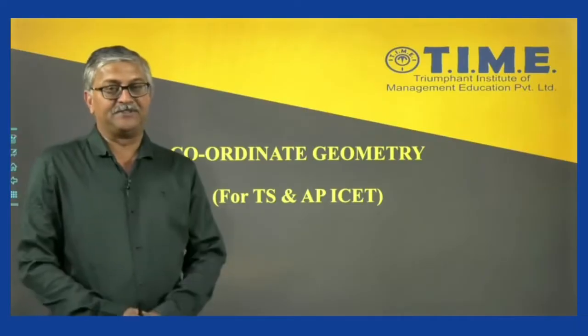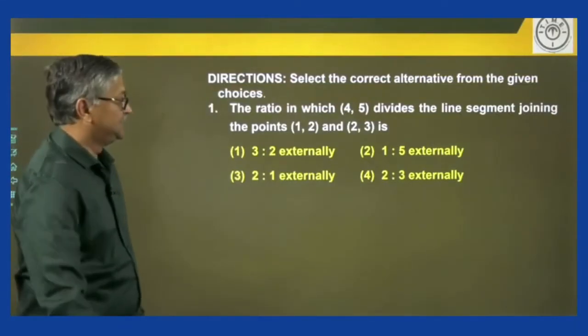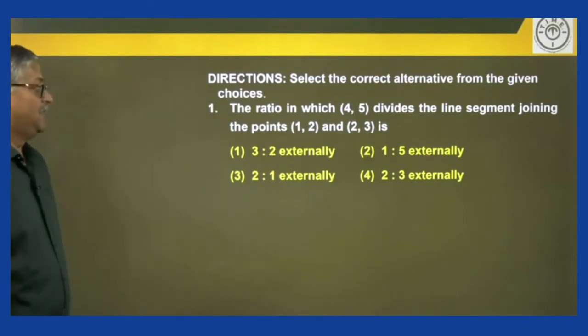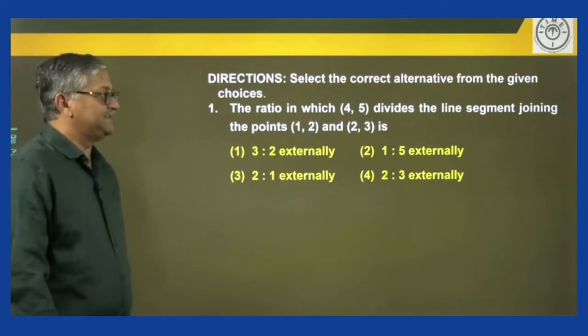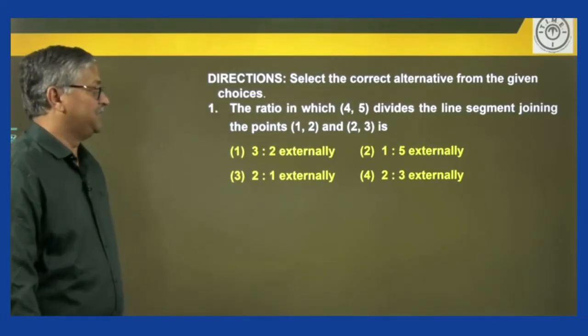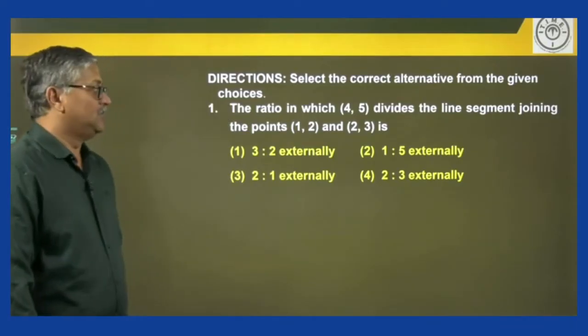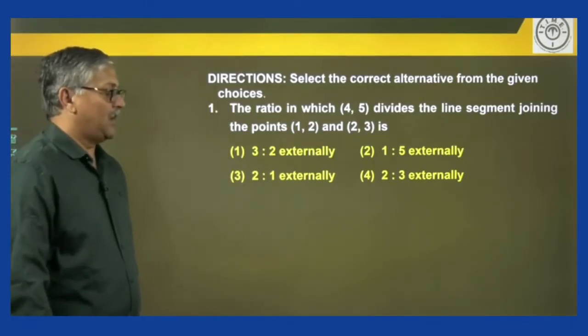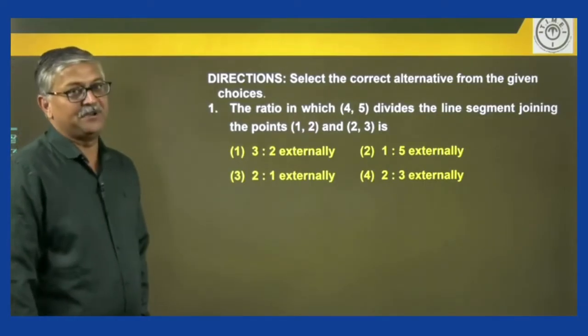Look into the first question. This is the first question. The ratio in which (4, 5) divides the line segment joining the points (1, 2) and (2, 3) is. You want to calculate the ratio in which a point divides the line joining two points.